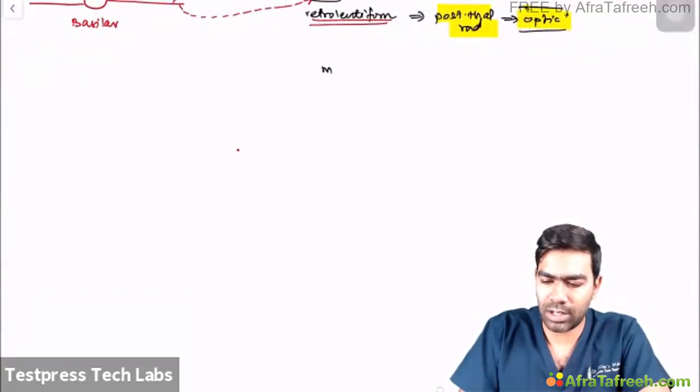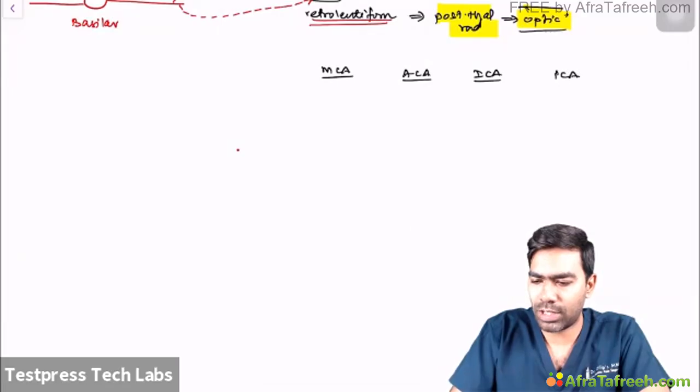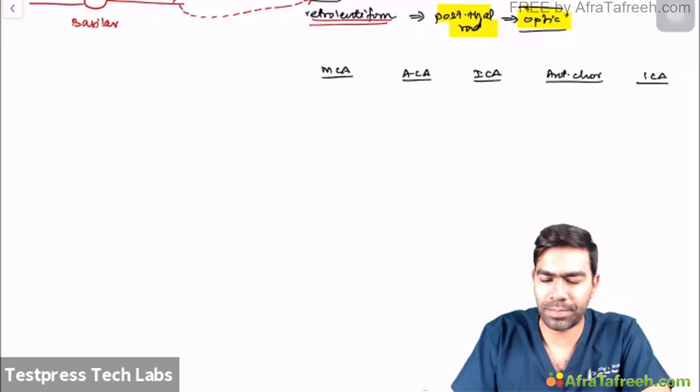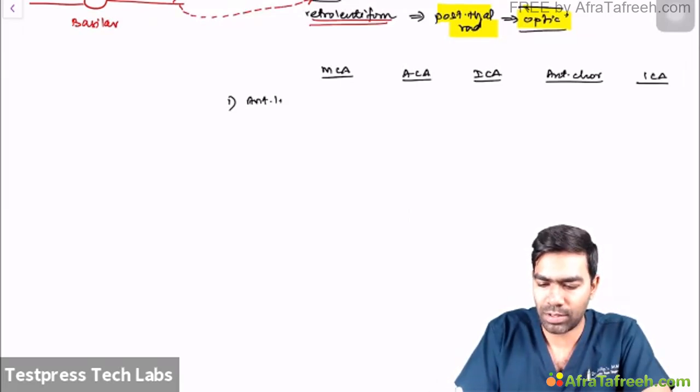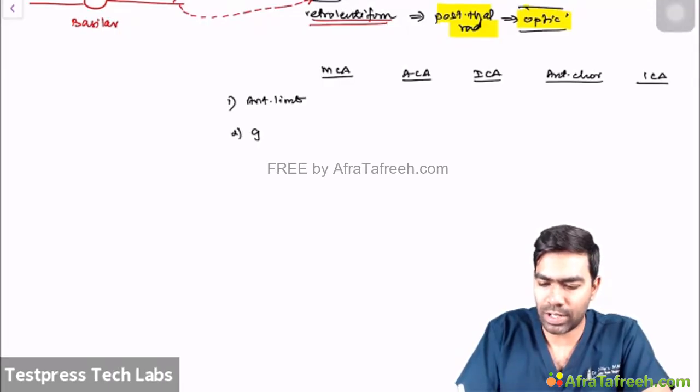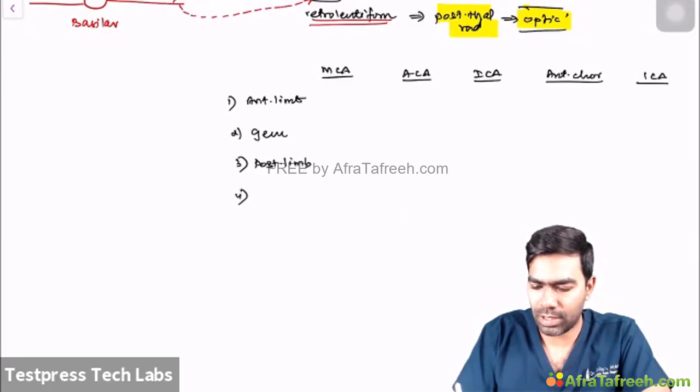you can tell middle cerebral artery, anterior cerebral artery, internal carotid artery, posterior cerebral artery, and maybe I can write anterior choroidal artery and internal carotid artery. So I can write 4 proper areas of the internal capsule. Number 1 is the anterior limb of the internal capsule. Next is the genu of the internal capsule. Then we have the posterior limb of the internal capsule. Then you have the retrolentiform part of the internal capsule.